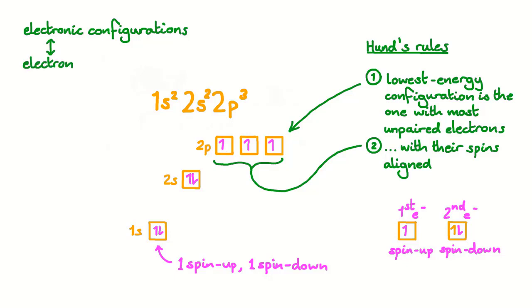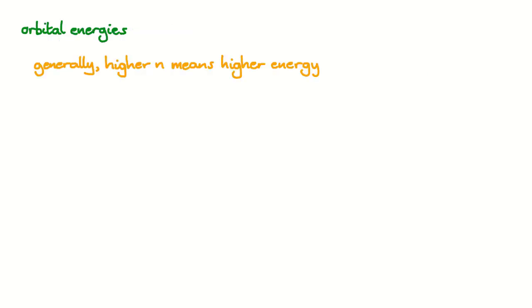By the way, you'll often see electron configurations or electronic configurations. These can be used interchangeably. It's more common to see electronic configurations when we're talking about the atom or ion, and electron configurations when we're looking at the notation. The next thing we'll look at is how we know in which order to fill the subshells. The first rule is that the higher the value of n for an electron, the higher its energy.